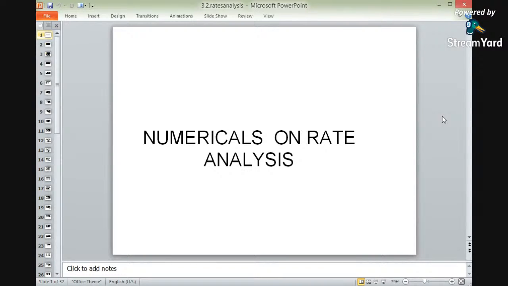And today we will have some more concepts related to this. We will have some numericals related to rate analysis. Already we have discussed rate analysis in the last lectures: the concepts, the factors affecting rate analysis, the different types, and how to find out the rate analysis on the basis of labors or materials required.